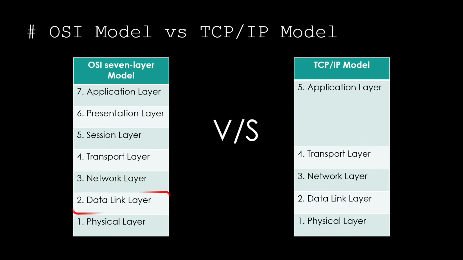The second layer is the data link layer. Anything that works with MAC addresses works at this layer. We mostly talk about switches and network cards at this layer.